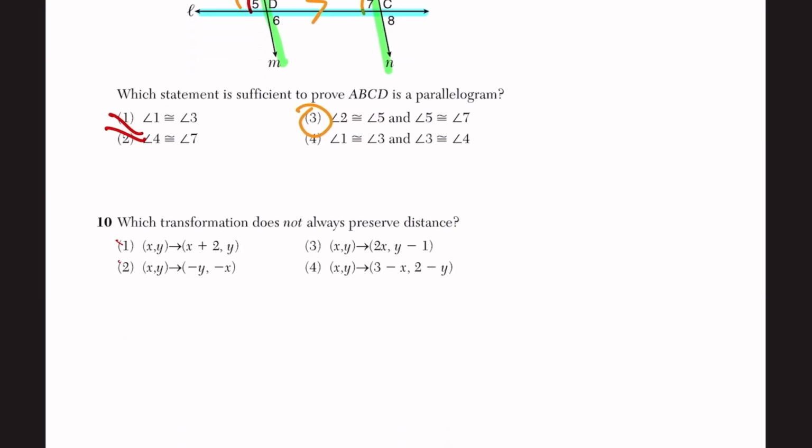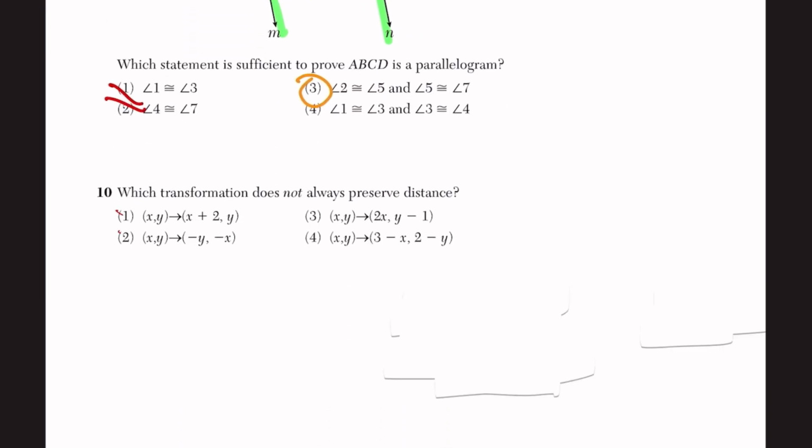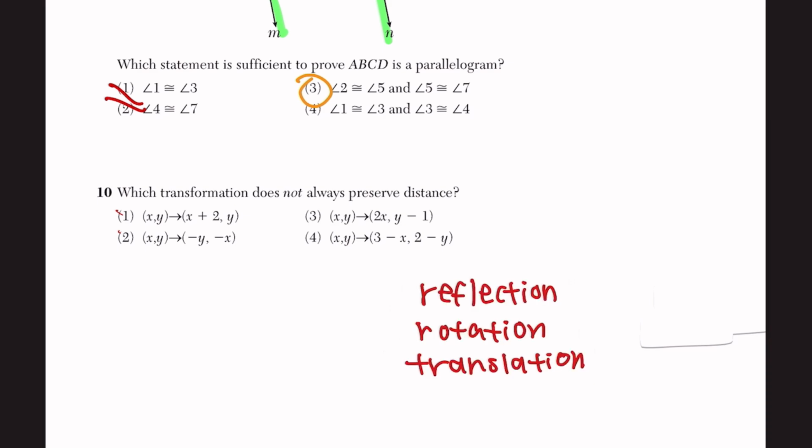Question 10. Which transformation does not always preserve distance? So the 3 transformations that do preserve distance are reflection, rotation, and translation. And the only one that does not preserve distance is dilation, right? Dilation would be any sort of multiplying. So number 1 is not it, number 2 is not it, number 3 does have multiplication, number 4 is not it. So the answer is number 3.